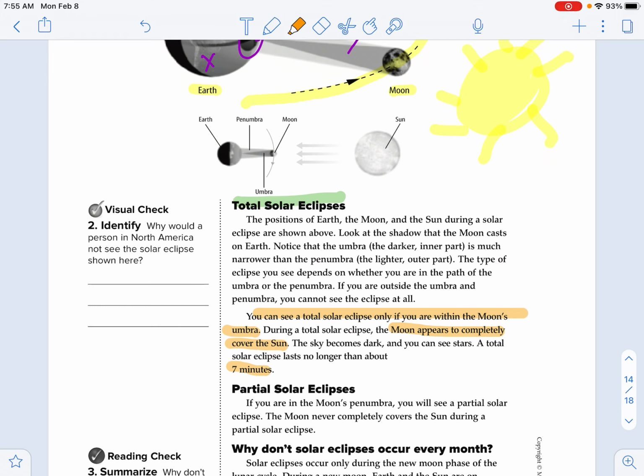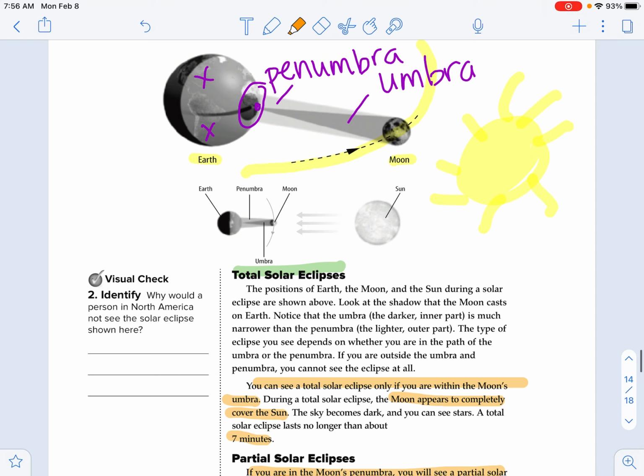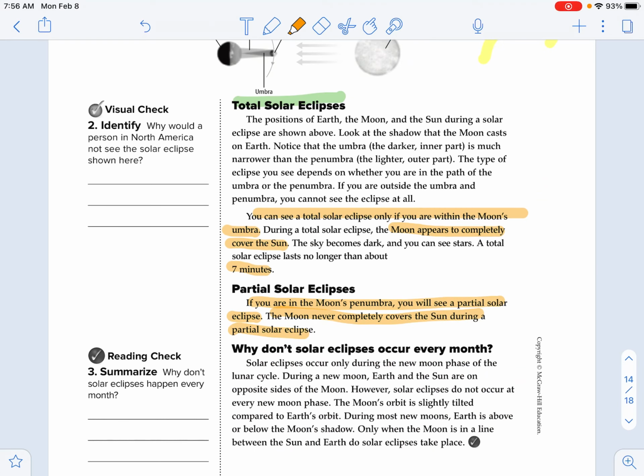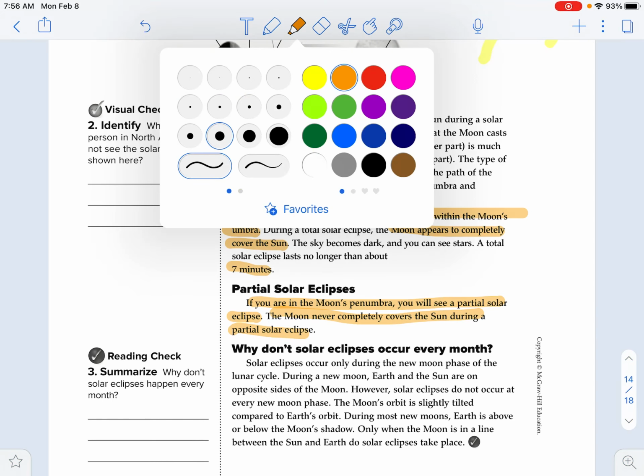So then we have a partial solar eclipse. If you are in the moon's penumbra, you see a partial solar eclipse. The moon never completely covers the sun during a partial solar eclipse. A few years ago, in our area, we had a partial solar eclipse. We were in the penumbra. Why don't we see solar eclipses occur every month? Solar eclipses occur only during the new moon phase of the lunar cycle.